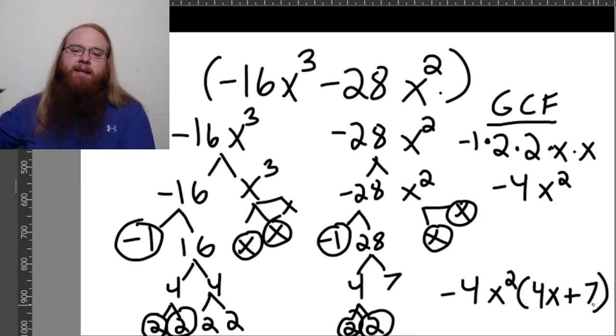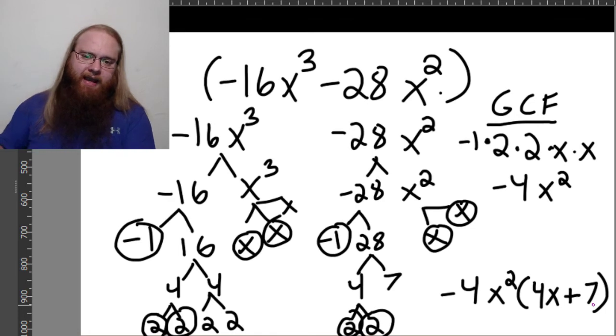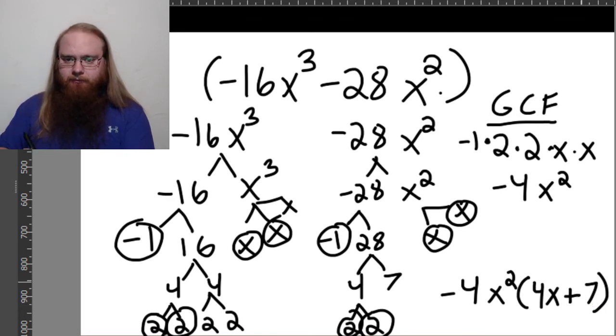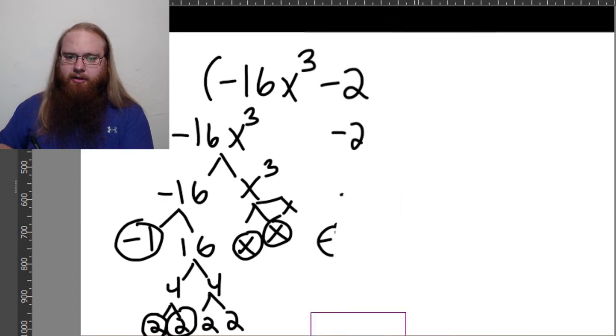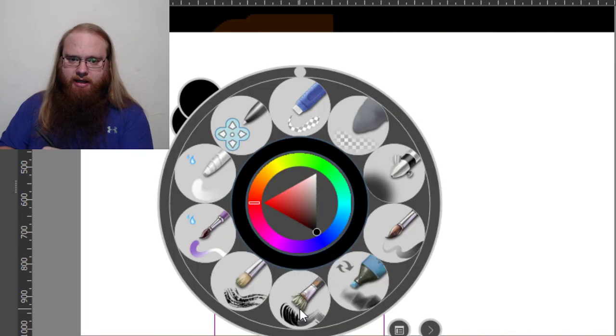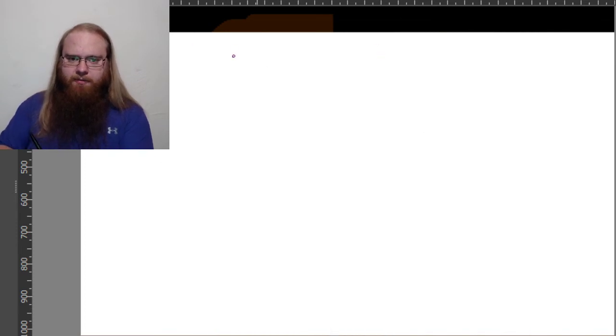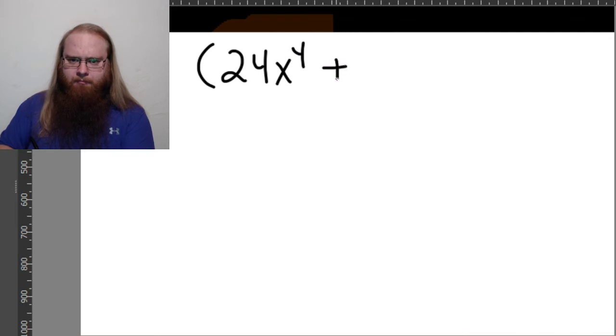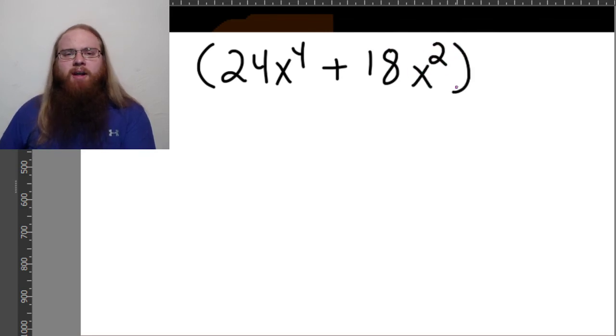Okay, so here we have to actually start worrying about what is left after we take out the greatest common factor. But let's go ahead and do another one. Give you one to do on your own and let you try it. Okay, so let's go ahead and not change my tools. Let's go ahead and use 24x to the 4th plus 18x squared. So go ahead and take a time, pause this video, and go ahead and work this one out. And then we'll come back and we'll go over it together.